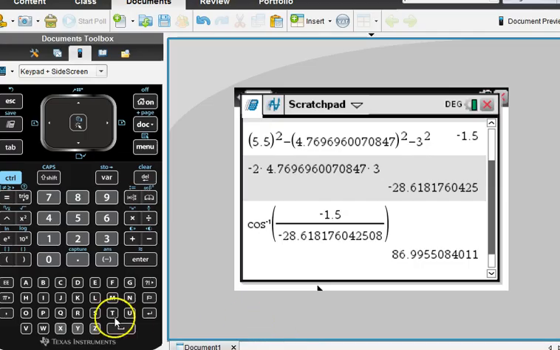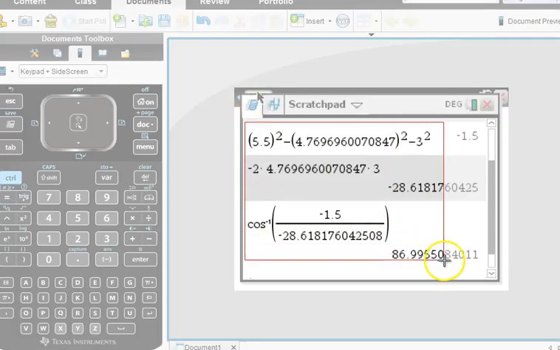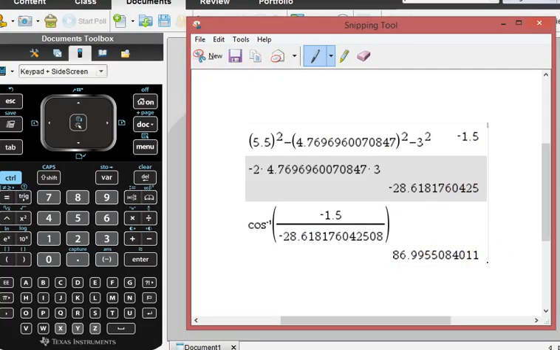You can do the same. Okay, I've done all this in my calculator. From the equation on the other side, I've subtracted the two squared terms. From 5.5 squared, I get negative 1.5. I've multiplied negative 2 times the 4.769 times the 3. I get negative 28.618. And so I'm going to end up doing inverse cosine of those two values divided by each other. So I'm going to go ahead and grab a copy of this and move it over so this work will show on my notes page.